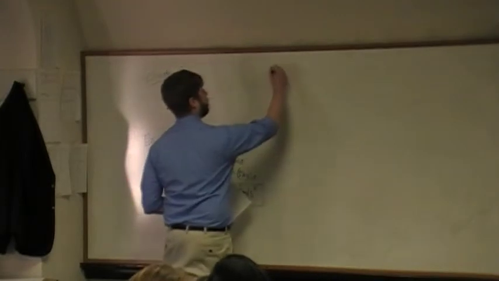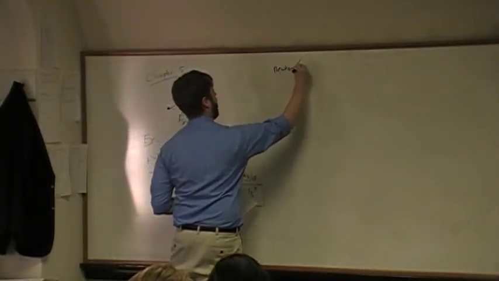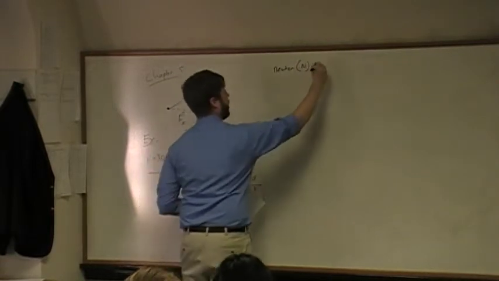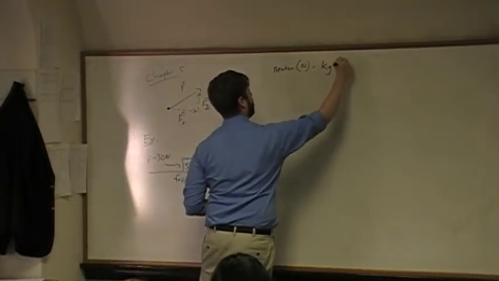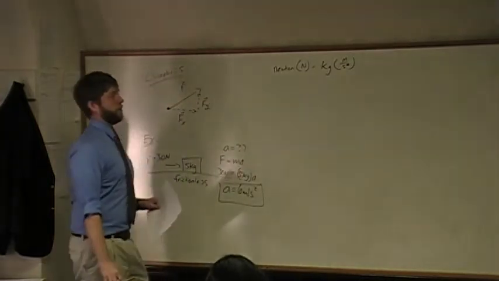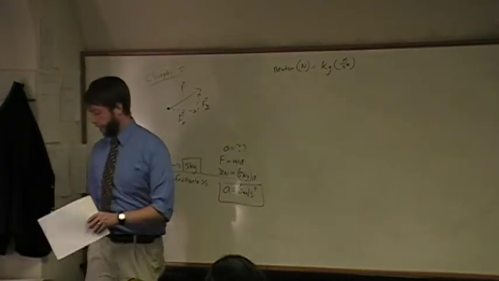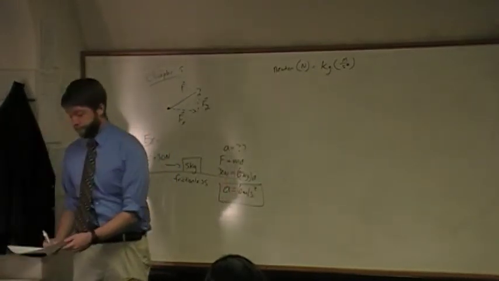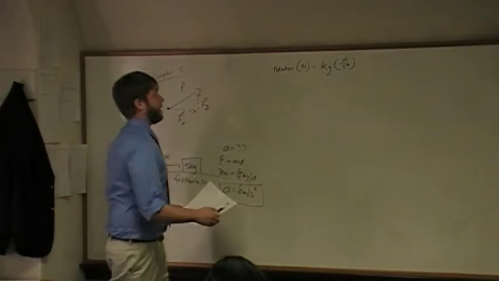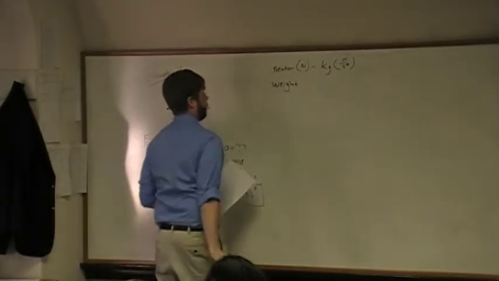Just to check the units real quick, we have a newton, which is big N. That is equal to a kilogram times a meter per second squared. The newton is equal to a kilogram meter per second squared. Okay? Now weight, we have to be careful.